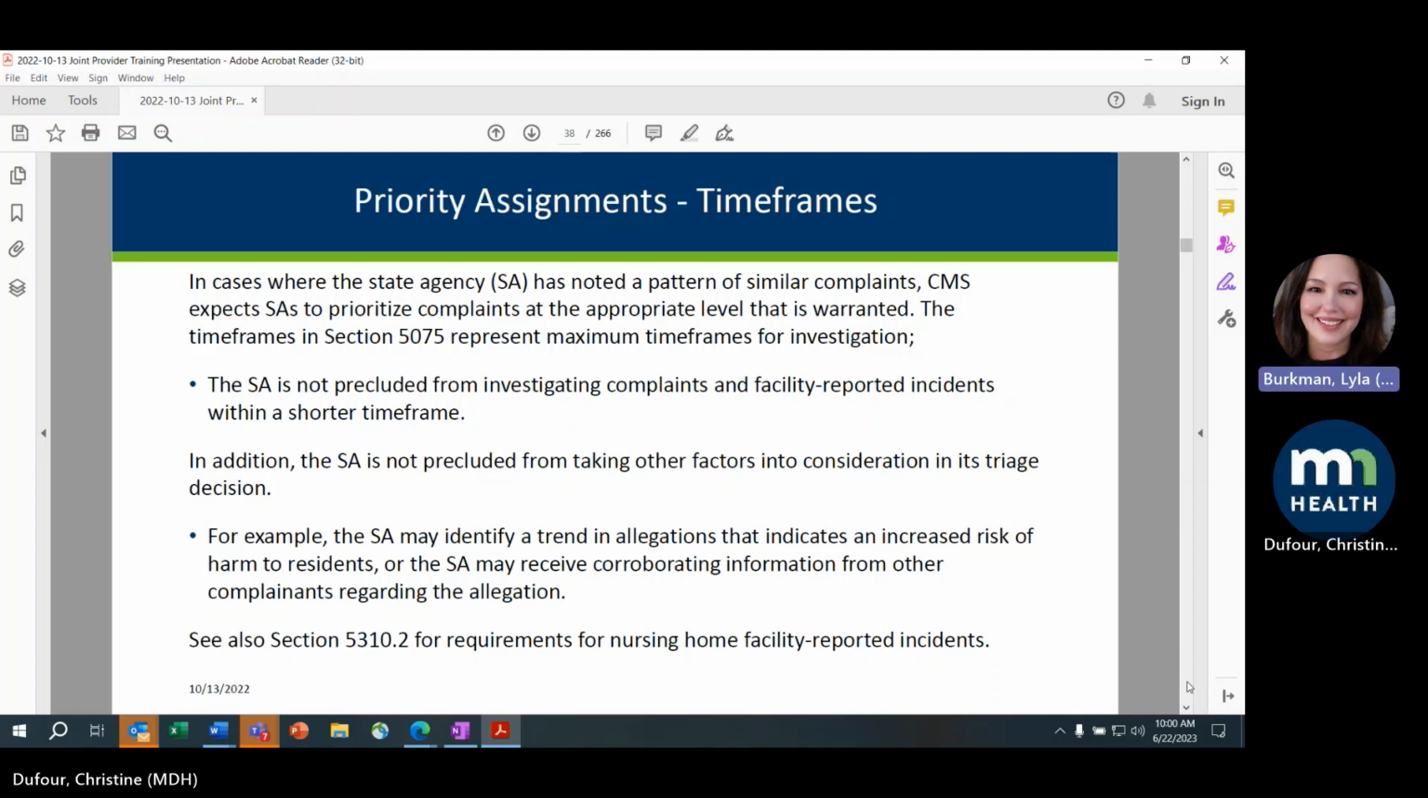However, the state agency is not precluded from investigating complaints and facility-reported incidences within a shorter time frame if a significant pattern is identified. In addition, the state agency is not precluded from taking other factors into consideration in its triage decision. For example, the state agency may identify a trend in allegation that indicates an increased risk of harm to residents, or the state agency may receive corroborating information from other complainants regarding the allegation.